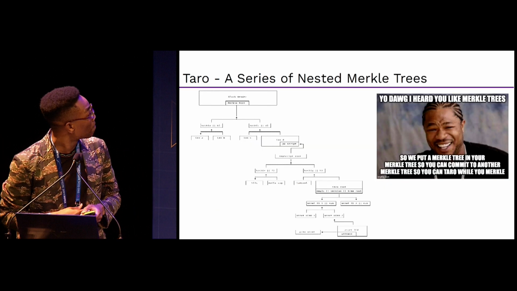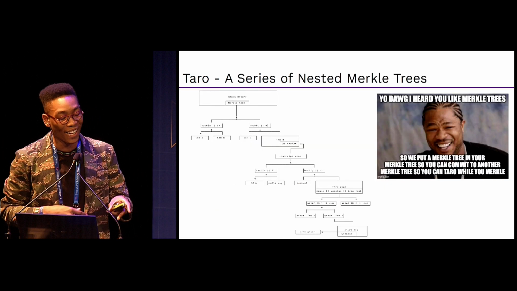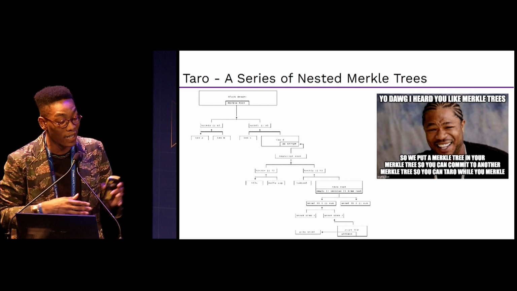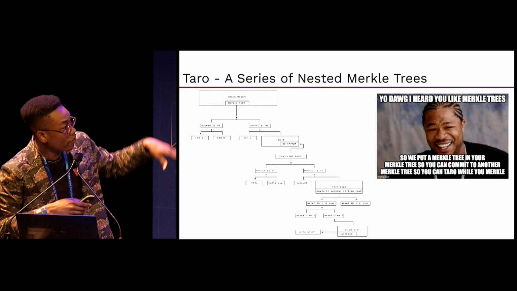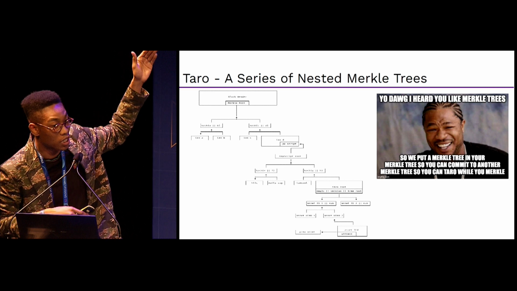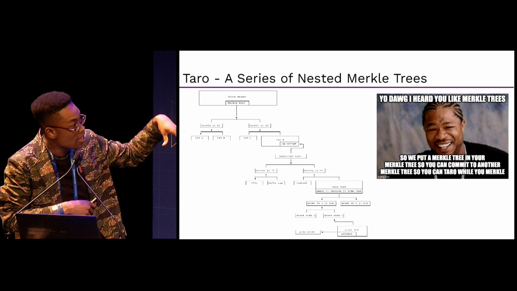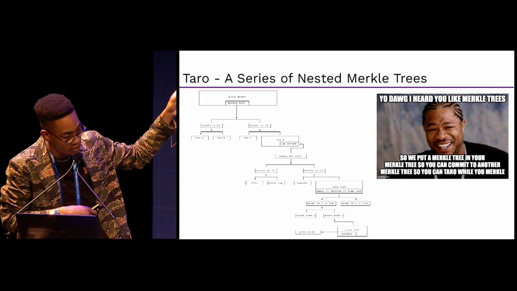All right, so I made this on a 50-inch monitor, but it looks like they can render it somewhat. So this is basically what Taro is, which is a series of nested Merkle trees. At the very top, you have the Bitcoin block header, which has the Merkle root itself. It has the Merkle root of all the transactions in the block, right? Then you have each of the individual transactions.